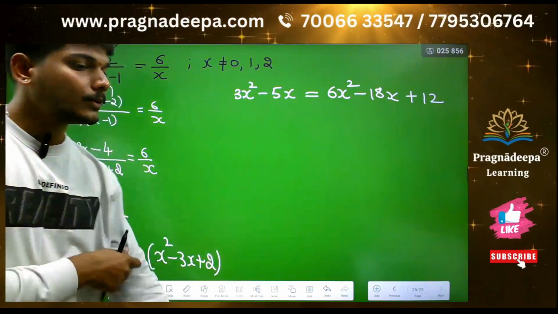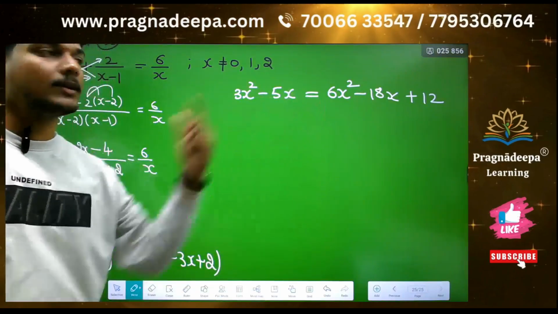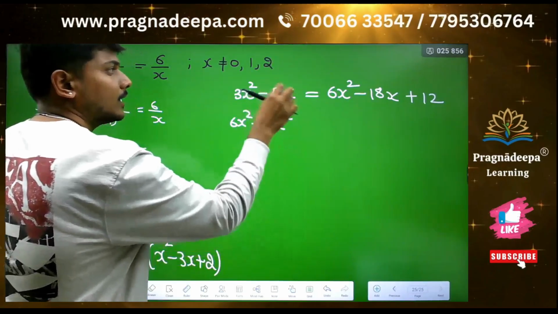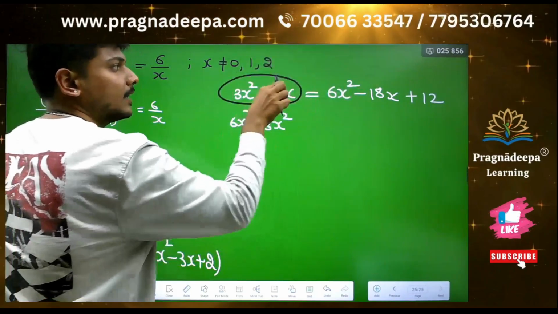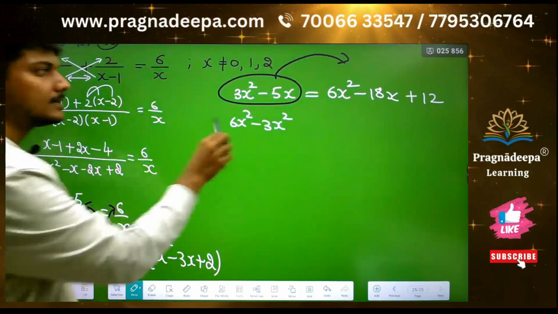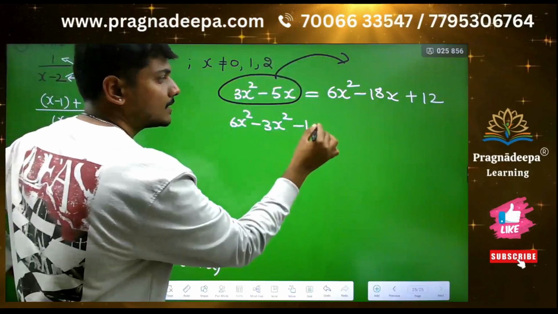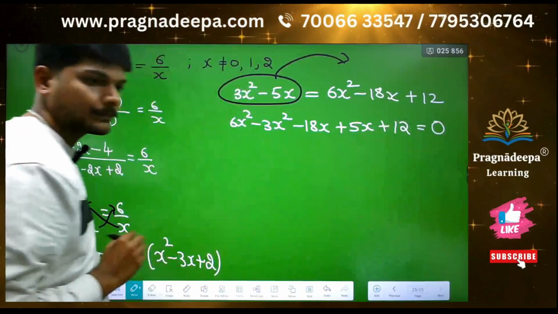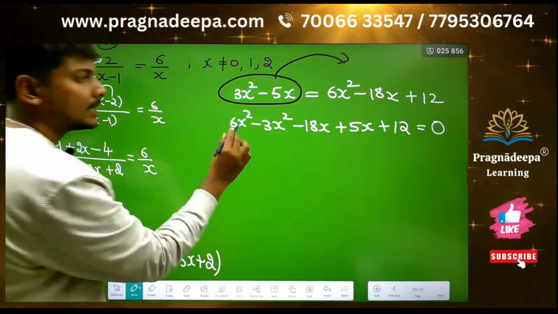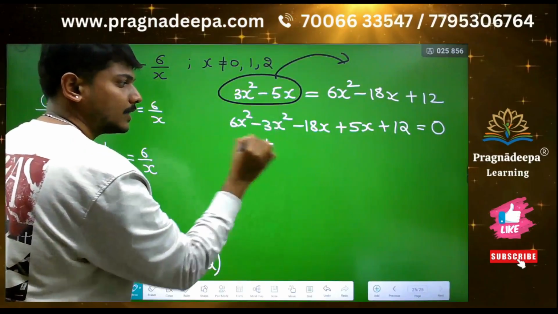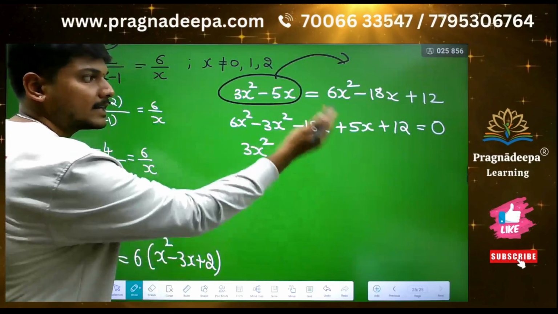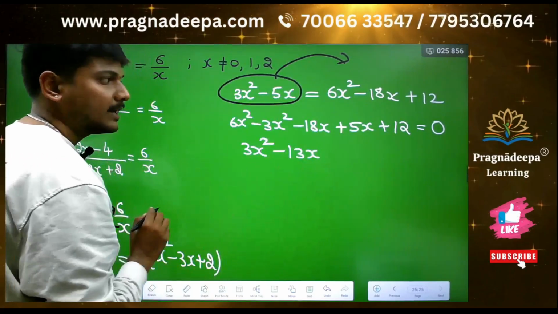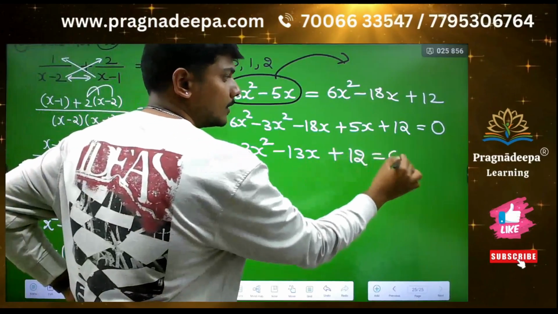So you have a quadratic. To write this in standard form, I am taking the LHS to the right hand side. It becomes 6x square minus 3x square minus 18x plus 5x plus 12 is equal to 0. 6x square minus 3x square means 3x square, minus 18x plus 5x will be minus 13x, plus 12 is equal to 0.